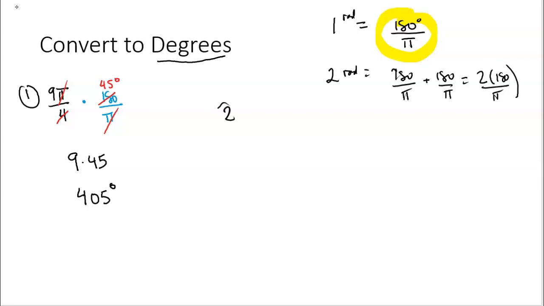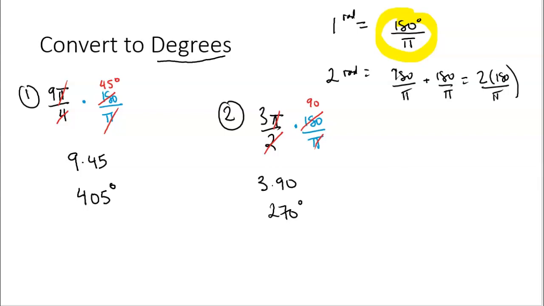All right, let's try another one. What happens if I wanted to know what 3 pi over 2 was? So again, I'm going to multiply this by 180 all over pi. I will notice, again, that my pi's will cancel away. 2 goes evenly into 180 90 times. So essentially all you're doing is multiplying 3 times 90, which gives us a grand total of 270 degrees.